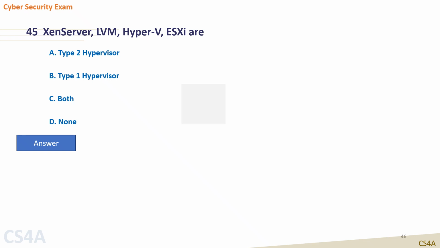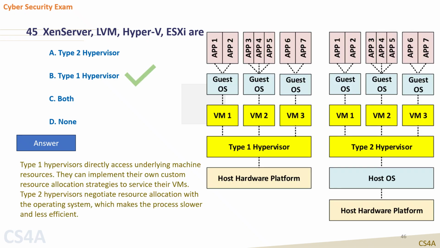So here the question is, Xen server, KVM, Hyper-V, and ESXi: are they type 2 hypervisor, type 1, both, or none? So Xen server, KVM, Hyper-V, and ESXi are type 1 hypervisors. So what is the difference between type 1 and type 2? In a type 1 hypervisor, the hypervisor is placed on top of the bare metal hardware, and all the VMs run on top of that hypervisor. In a type 2 hypervisor, the hypervisor is installed on top of the host OS. So it does not talk directly to the hardware; it needs to talk to the host OS. So that's the difference between type 1 and type 2 hypervisors.